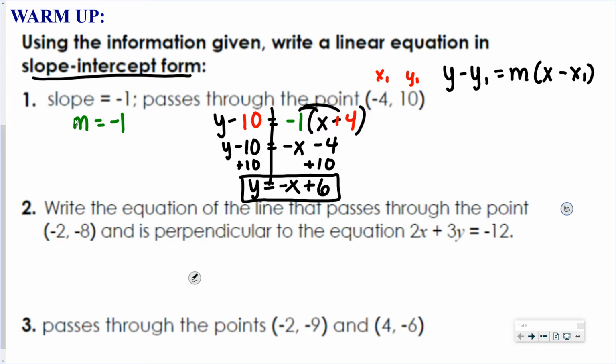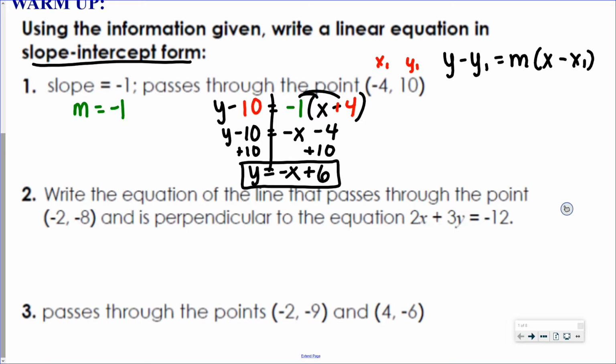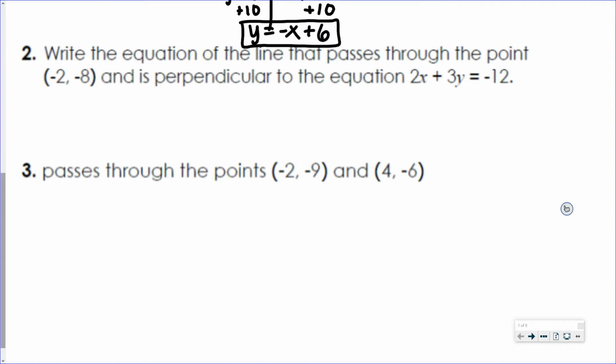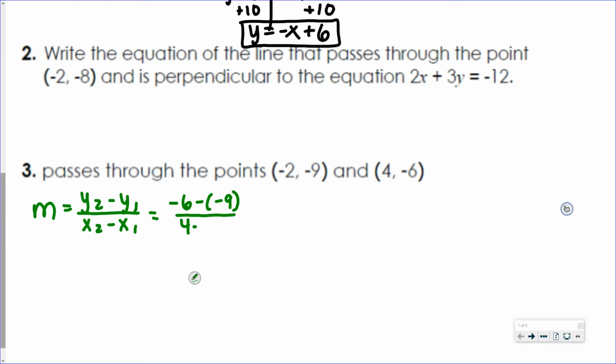All right, so there's number 1. I'm going to come back to number 2, since that one seemed to stump us a little bit. Number 3, the only information I was given were the 2 points that this line passes through. But I can calculate the slope between 2 points. I just find my change in y, the difference in my y-coordinates, over my change in x, the difference in my x-coordinates. So I would do -6 minus -9, all over 4 minus -2.